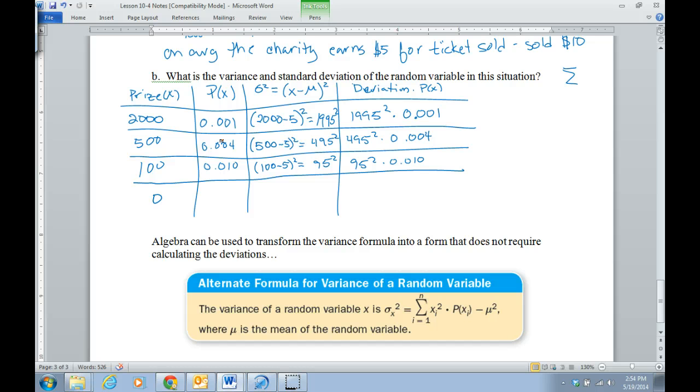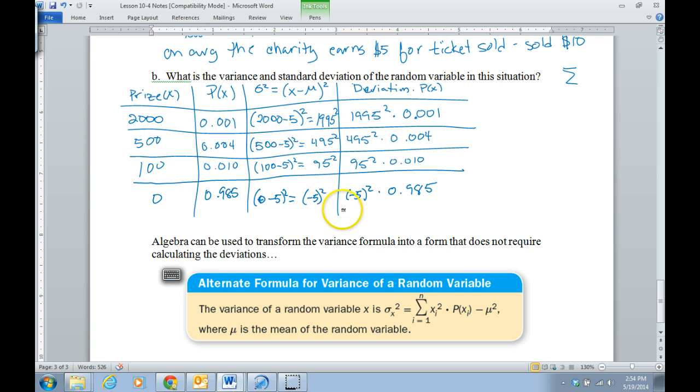And in this case, the probability is going to be 0.985. What would the next one be? Just like negative 5? Yeah, right. It's going to be 0 minus 5 squared, which happens to equal negative 5 squared. So negative 5 squared, does that end up being a positive or a negative? Positive, because a negative times a negative is positive. Times 0.985.